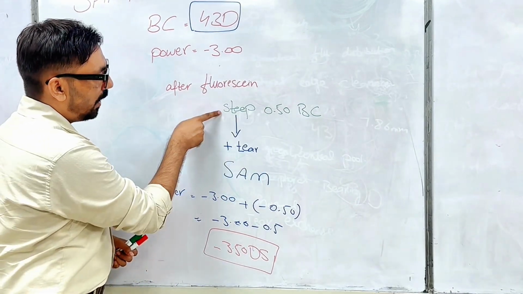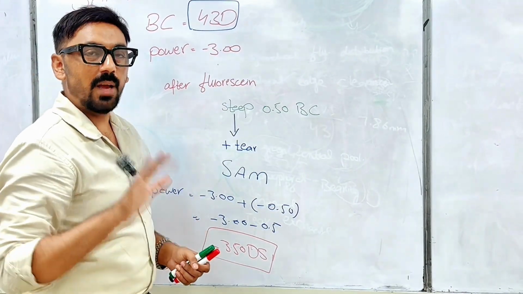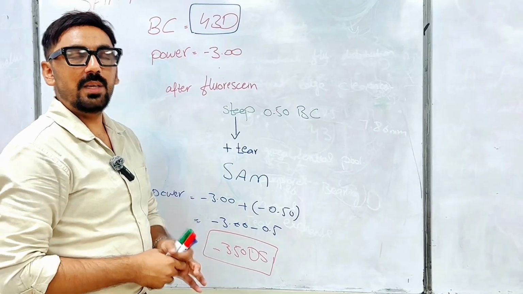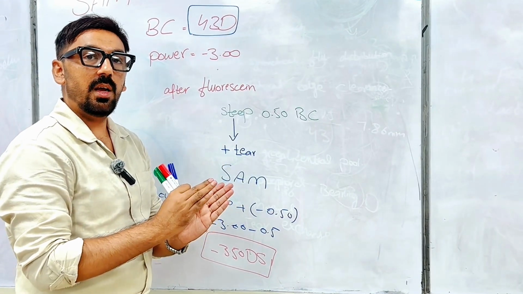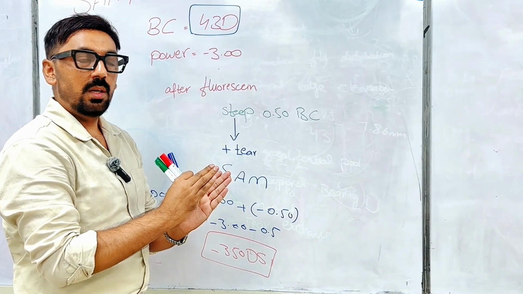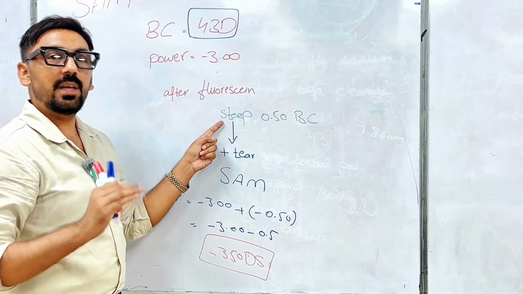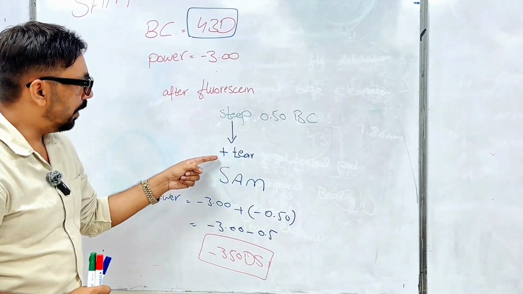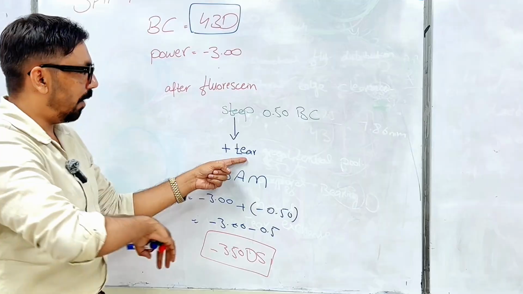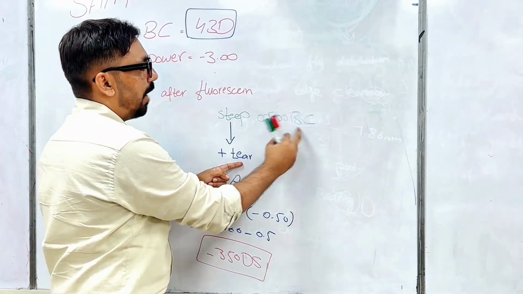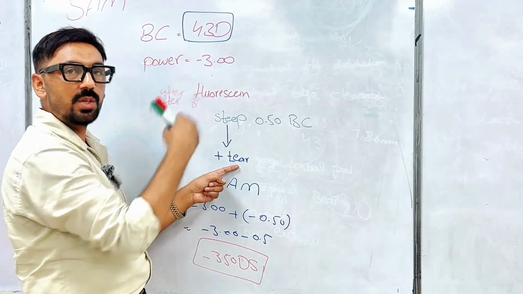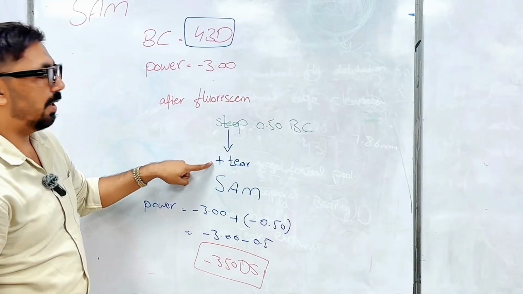And you know very well what it means when we say steep. I have told you earlier that in steep fitting, there will be a tear lens. And what will be the power of the tear lens? In steep fitting, the power of the tear lens will be plus. So whenever I steepen the base curve by 0.5, it will make a positive tear lens, right?